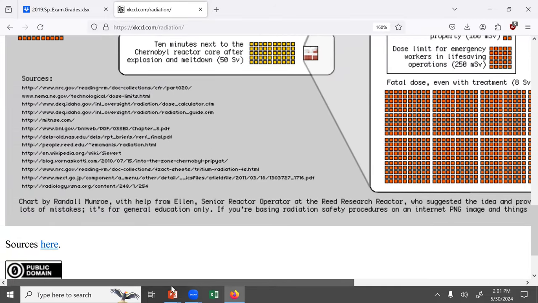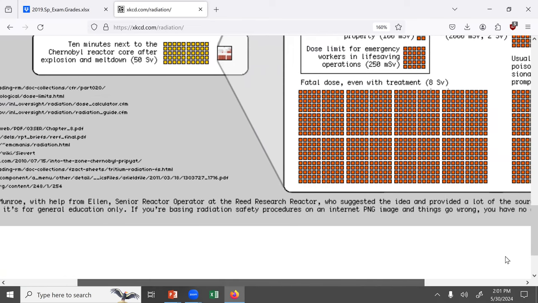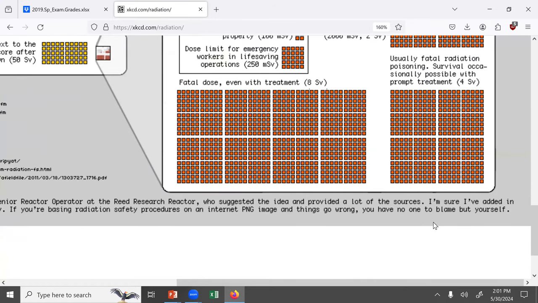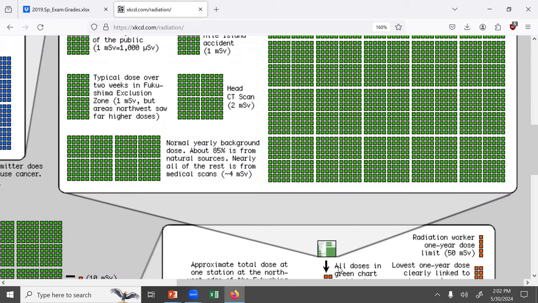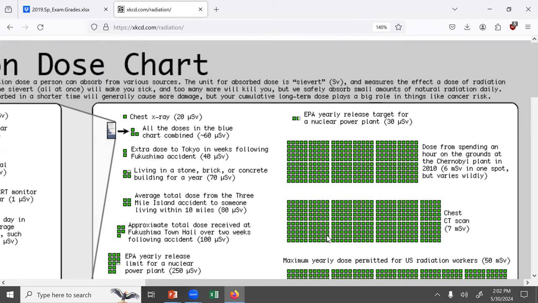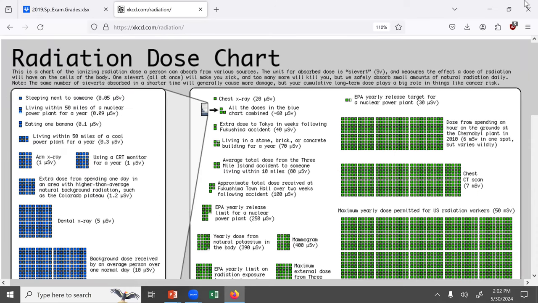Disclaimer, it's for general education only. If you're basing radiation safety procedures on an internet pain image and things go wrong, you have no one to blame but yourself. So, your mileage may vary. Don't take this as gospel. This was just made by a guy who writes comics for fun, for a living. So go do more research if it's something that's relevant to you. Don't make any decisions based on this graph.